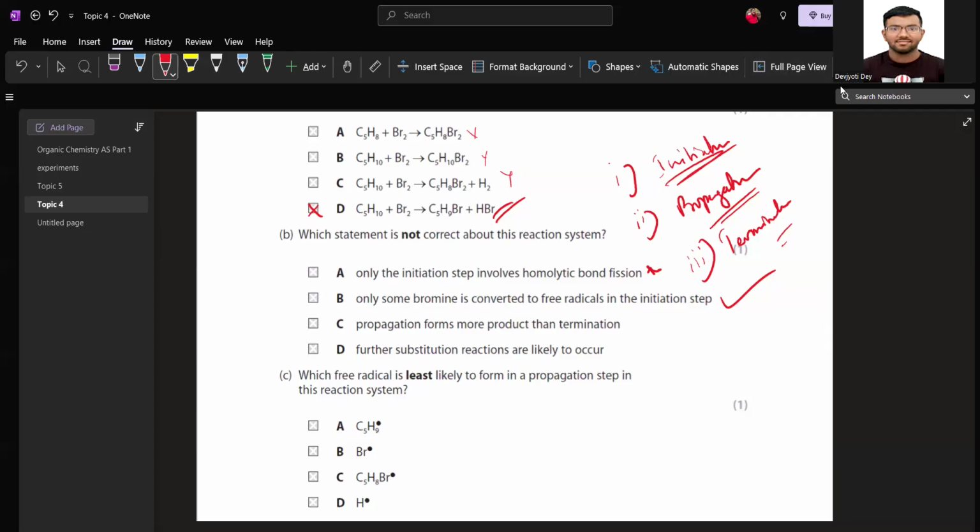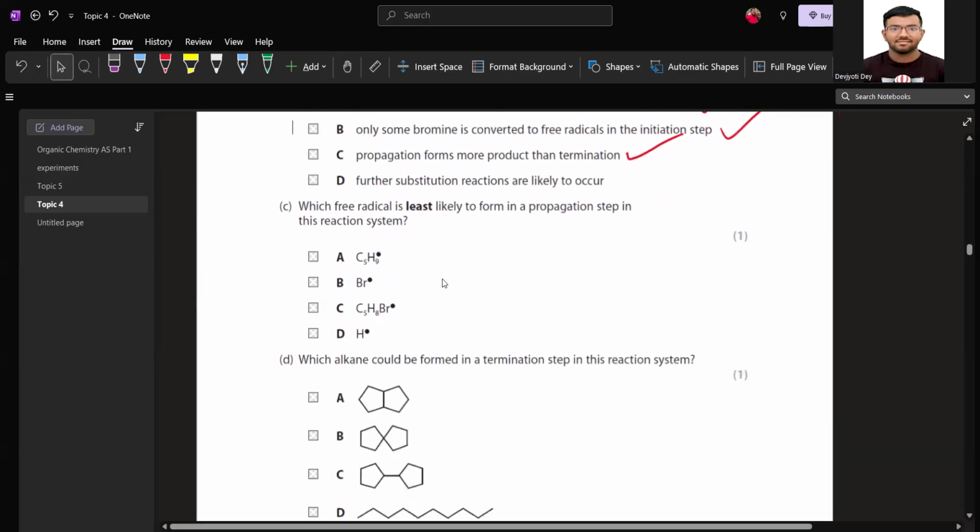Now the next part is propagation forms more product than termination. Yes, it kind of does basically. Further substitution reactions are likely to occur. Yes, further substitution reactions might happen after the termination process. Why? I've shown you this in that class, that after the main products are produced, if the main products are reactive or they have unpaired electrons, they might go through further substitution reactions and result in other products being produced. So the only thing which is not correct about free radical substitution is option A here, because homolytic bond fission can also happen in propagation. All right, so A is the answer.